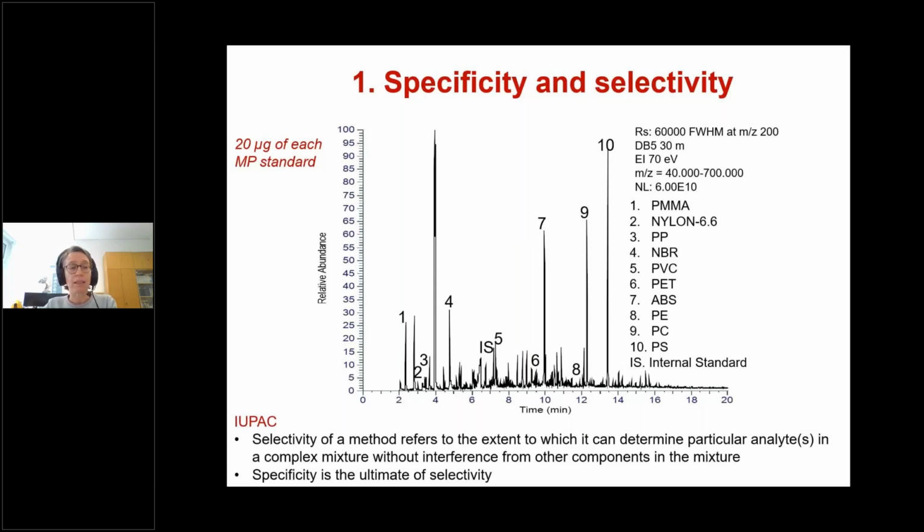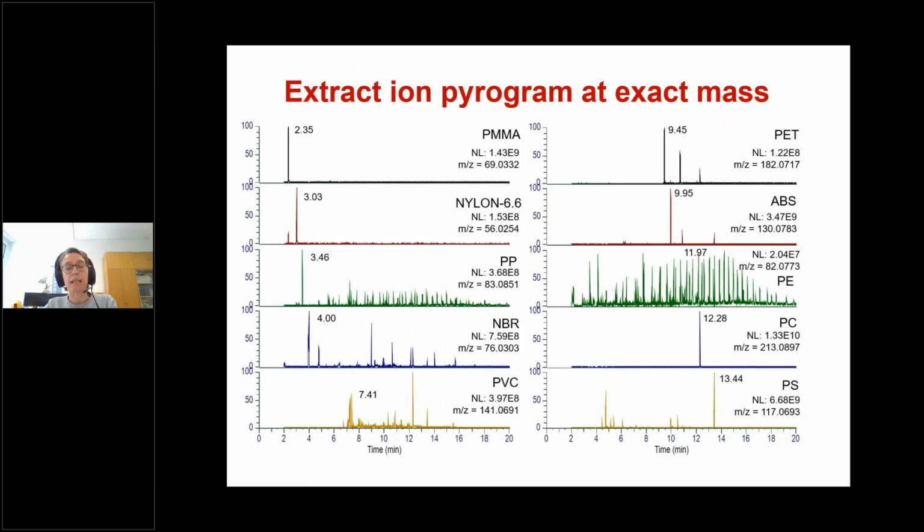Therefore, the selectivity of each polymer needs to be really optimized. What we did here, we have the 10 polymers, and we use deuterated polystyrene as an internal standard, which is very important to work with. It's this peak here. When we extract the exact mass of each polymer, we see that all this background noise somehow disappears, and we see very neat peaks corresponding to each polymer.